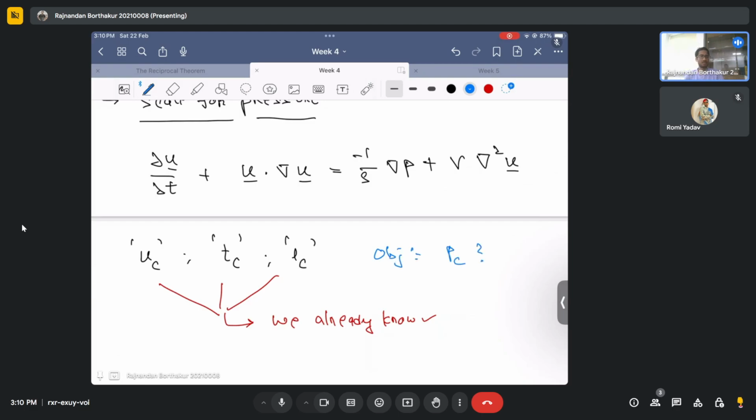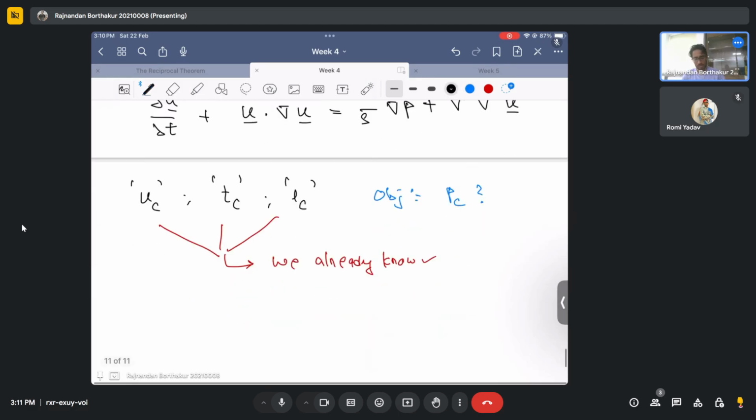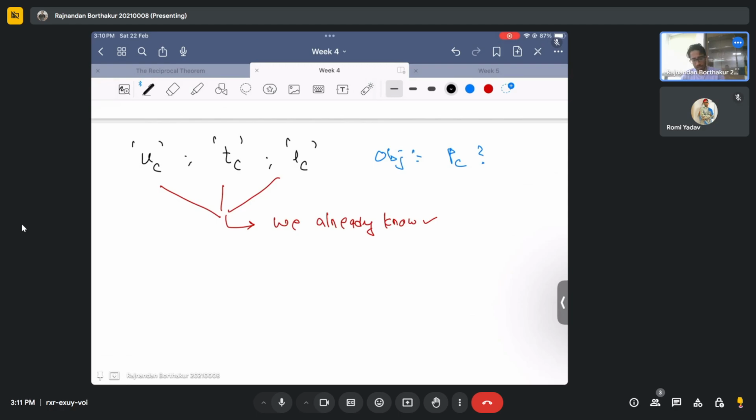Okay. So once these scales are known, the objective is to find the scale for pressure. So what is the characteristic scale for pressure is something that we will try to figure out in this exercise. Okay. All right. So before that, let's do a quick algebra.